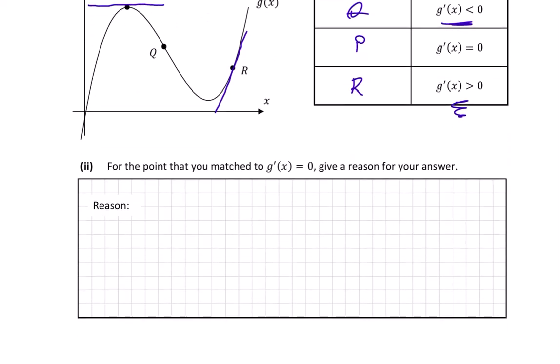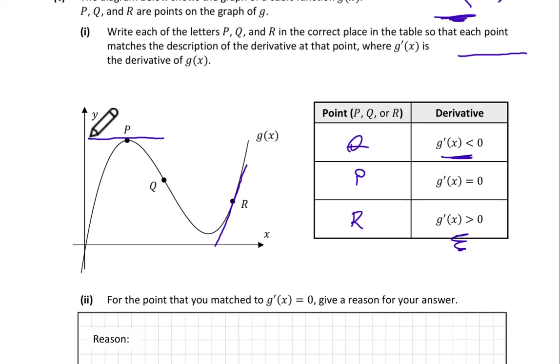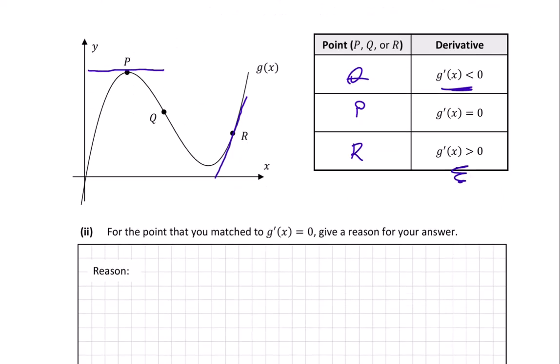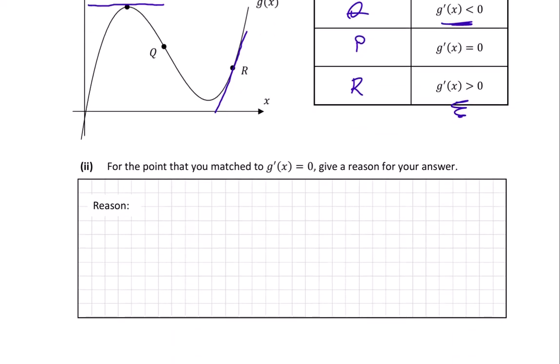For the point that you match to g prime x equal to 0, give a reason for your answer. So that would be this one up here, where we have a horizontal tangent. So you can say there are any number of ways of saying this.